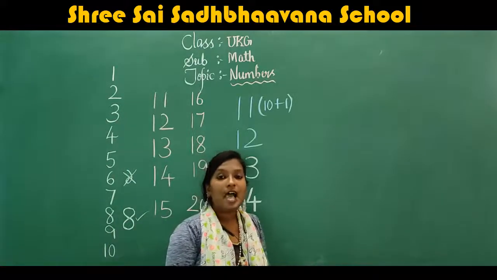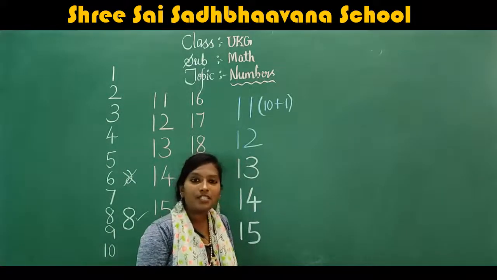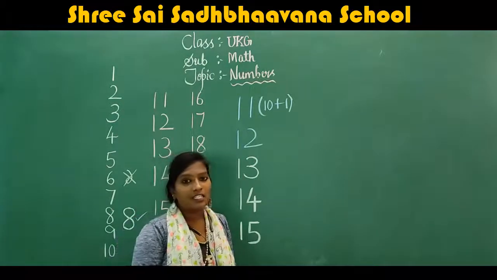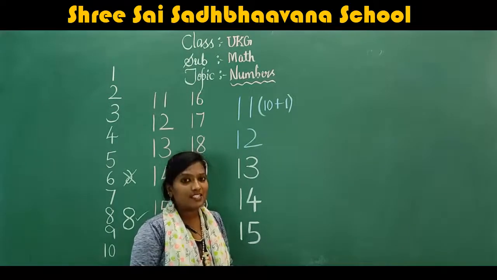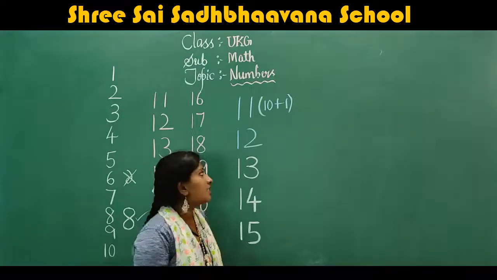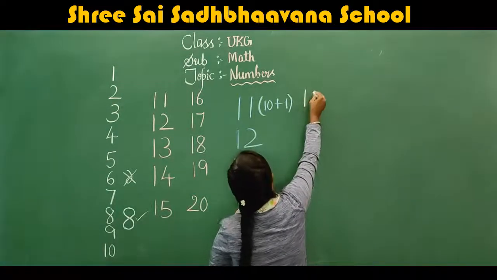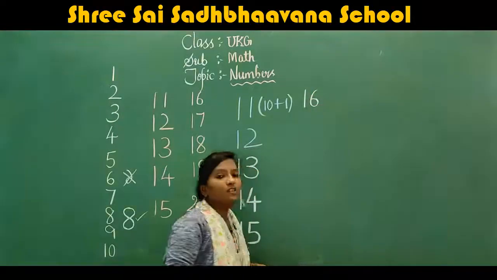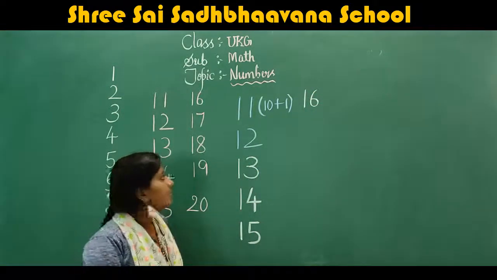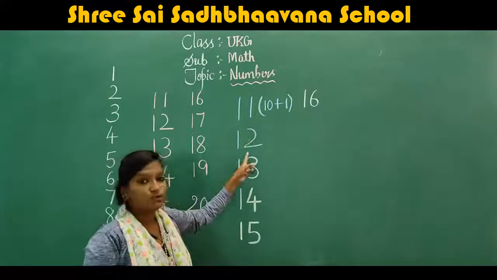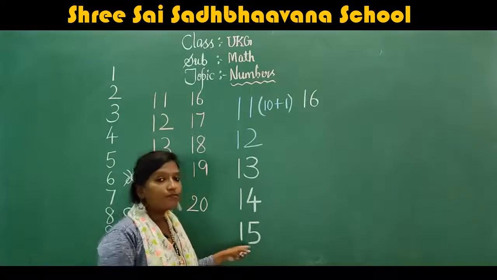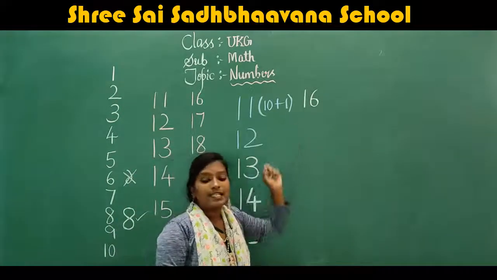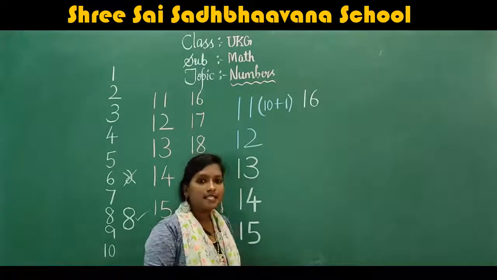And the next number after 15 is number 16. Right, children? Then how to write number 16? Yes, 1, 6, 16. See? 1, 6, 16. 1, 1, 11. 1, 2, 12. 1, 3, 13. 1, 4, 14. 1, 5, 15. 1, 6, 16.